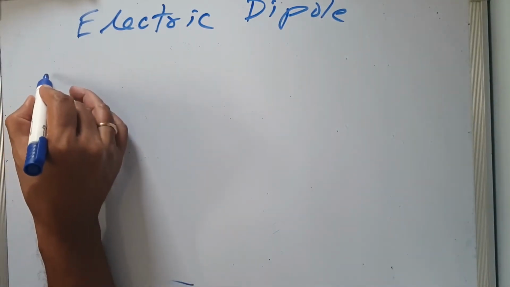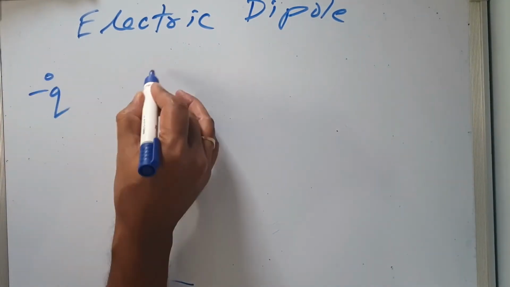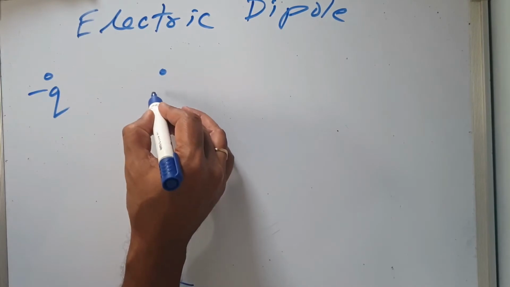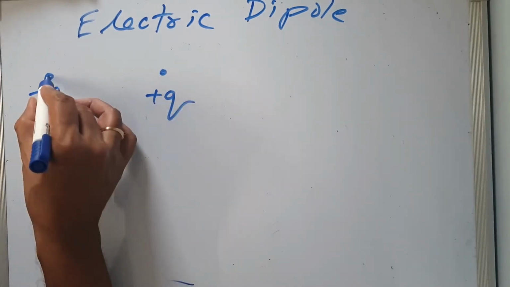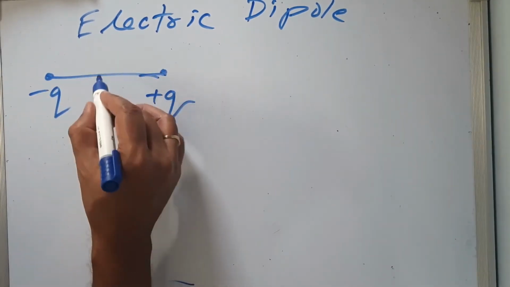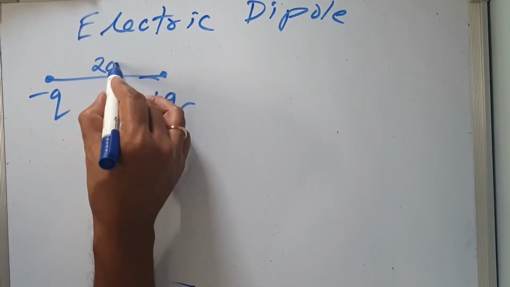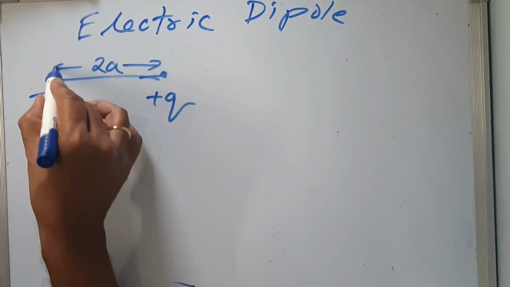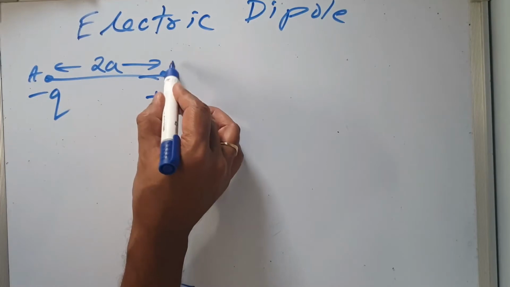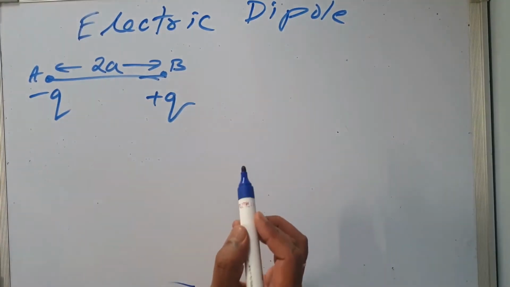An electric dipole is nothing but two equal and opposite charges, minus q and plus q, separated by a certain distance, let us say 2a. 2a is the distance between the two charges. This is an electric dipole.